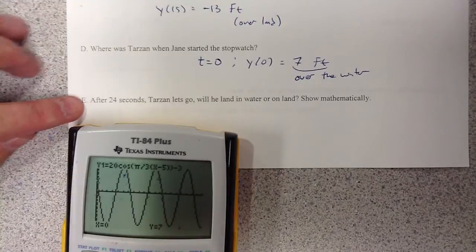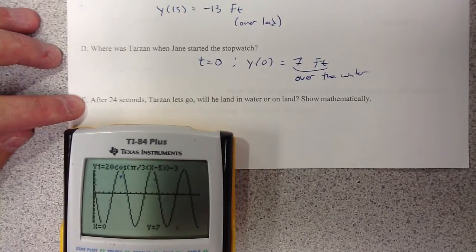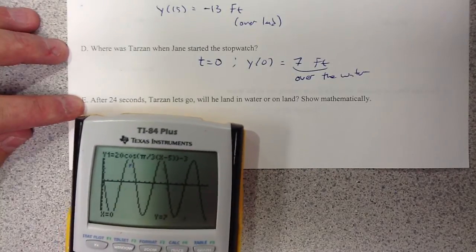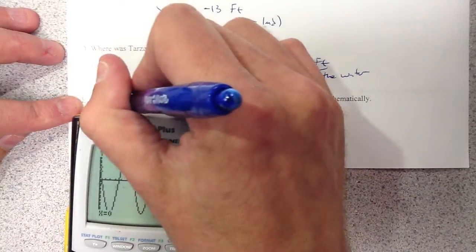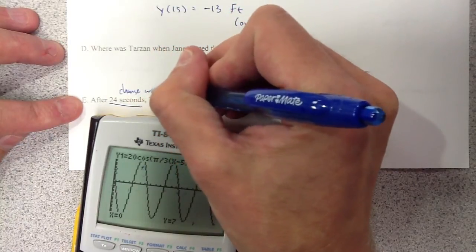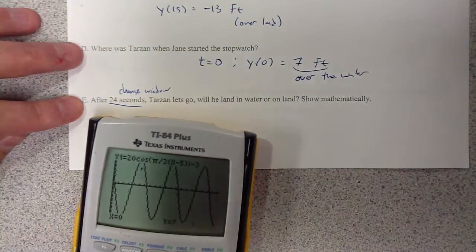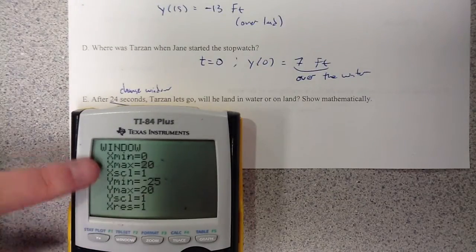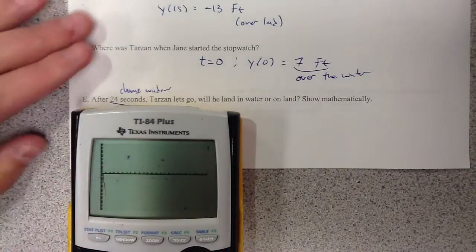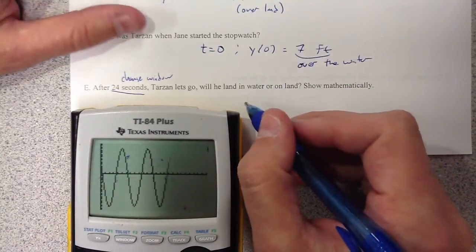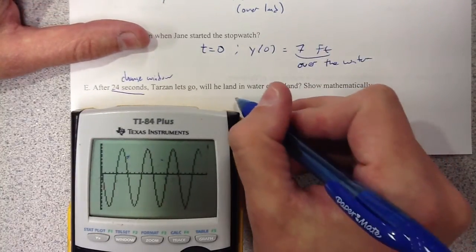Very good. Now, after 24 seconds, Tarzan lets go. And the question, will he land on water or will he land on land? Now, but be careful, 24 seconds, we have to change our window. We have to change our window here because our window only goes up to 20 seconds. I need to go to 24, so I might graph it to 25 and let it graph.